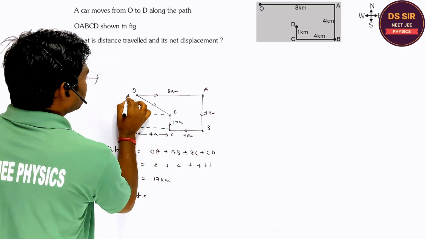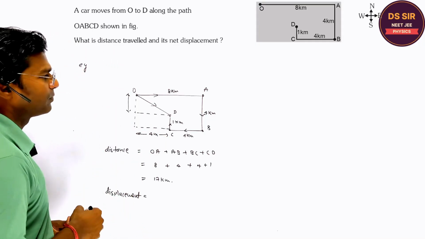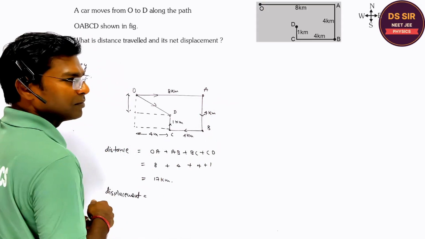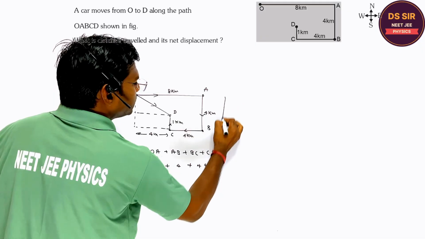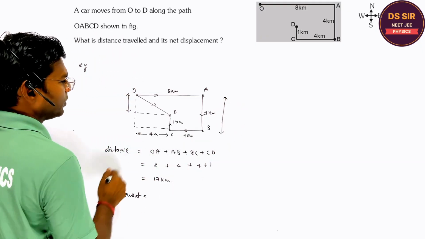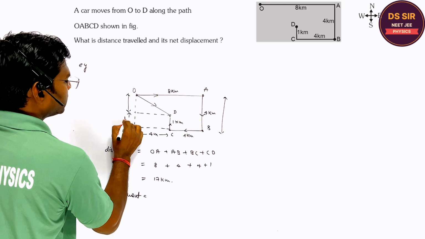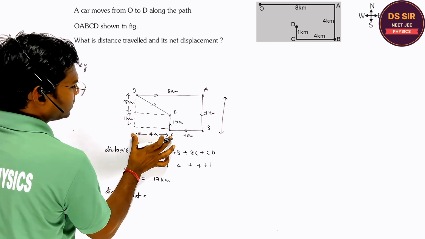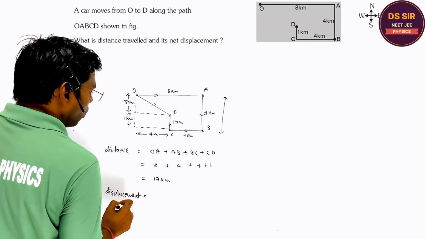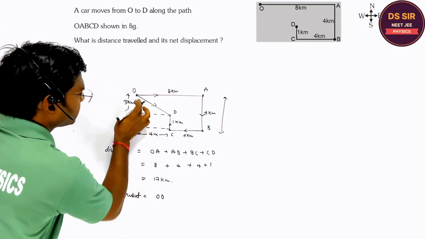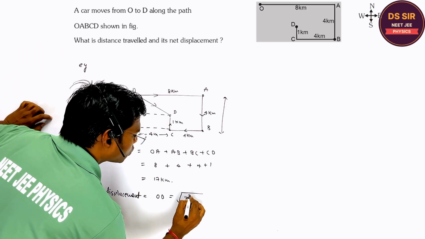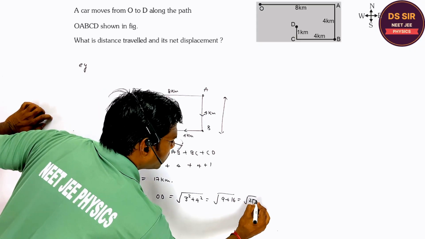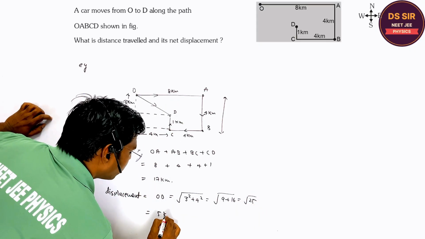And what about this distance? Can you tell me what is this distance? This is 4. This complete distance is 4, and this distance is 1. So yes, 3 kilometer. So if this is 4 and this is 3, what is the OD? The OD distance is nothing but root over 3 square plus 4 square, which is 9 plus 16, equal to root 25, and therefore displacement is 5 kilometers.